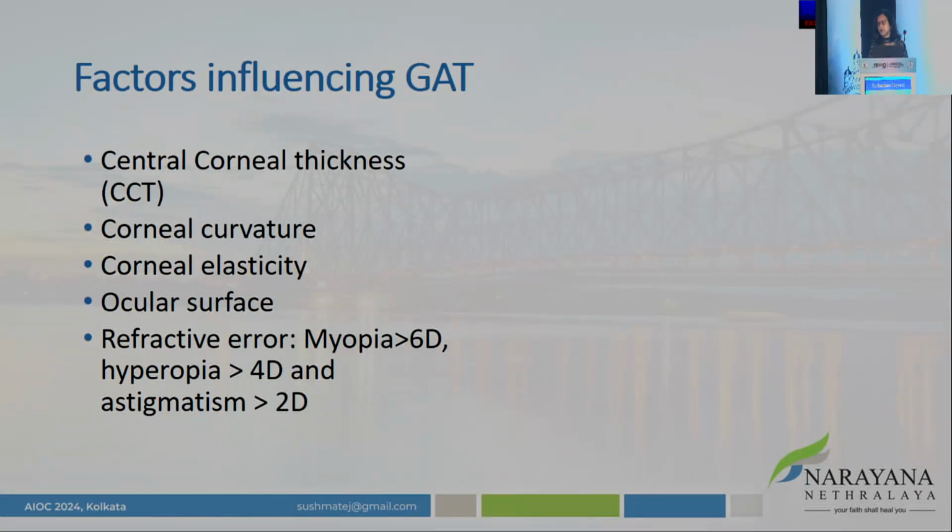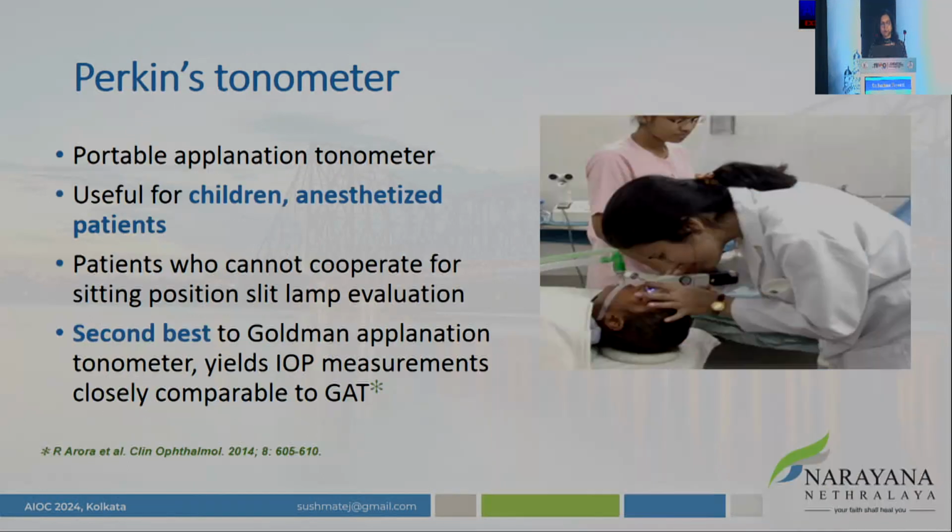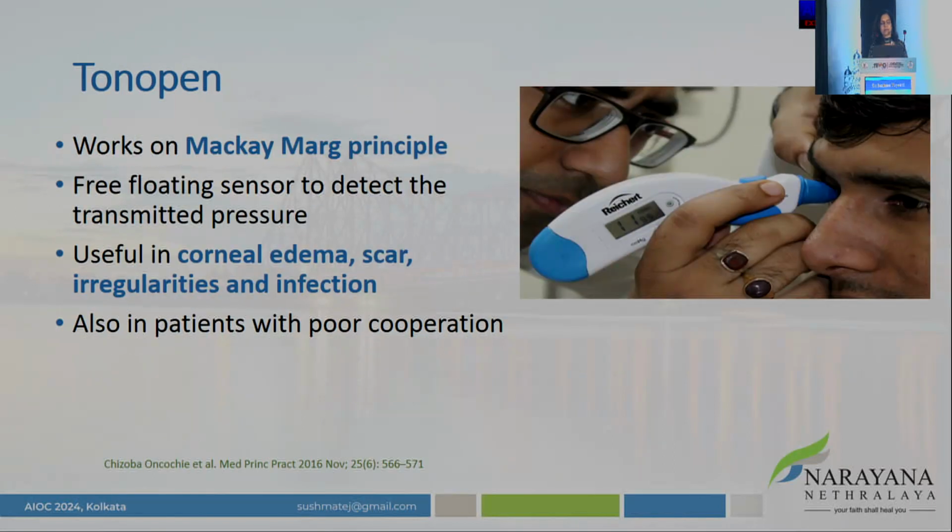However, there are certain factors that still affect applanation tonometry, that is the corneal variables, as I mentioned, including the refractive error. So these are the conditions where we actually cannot rely on GAT, and we have to do certain modifications or use other tonometers. Perkins is the next best, and close to applanation, best to use for children and patients who cannot sit upright, or anesthetized patients. It is considered second best to Goldmann applanation, and the IOP measurements are closely compatible to GAT.